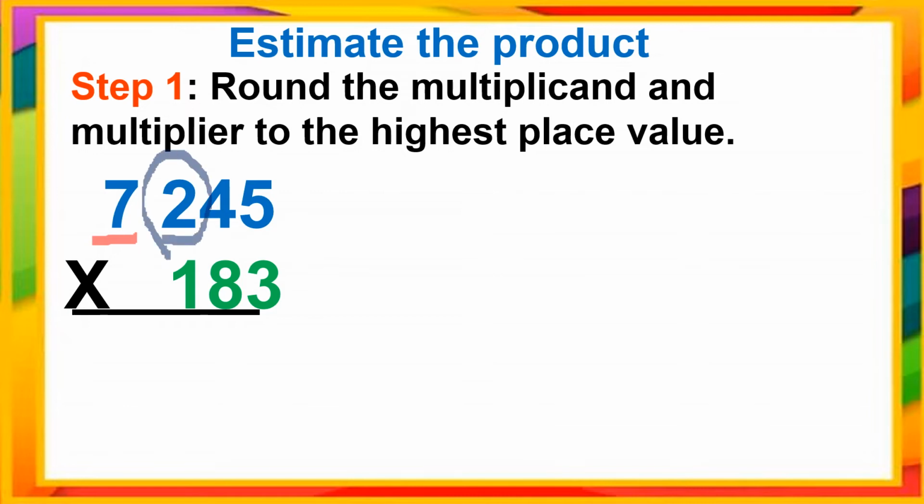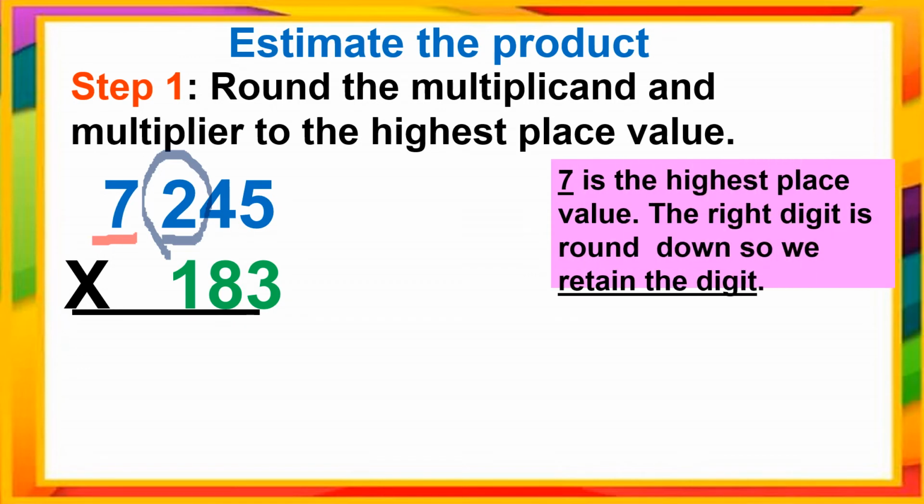So what does it mean? If the number at the right of the number being rounded is 0, 1, 2, 3, or 4, are we going to round up or round down? Very good. We're going to round down. When we round down, the number to be rounded will not change. So 7,245 rounded to the nearest thousands is equal to 7,000.